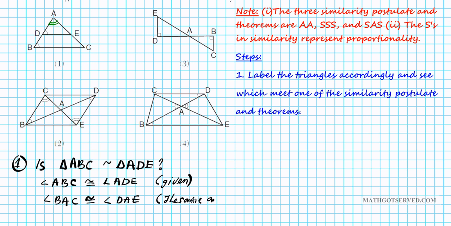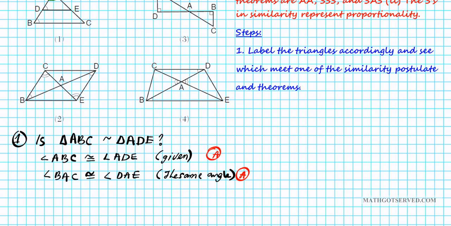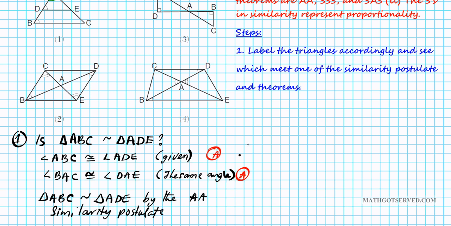All right, now that we have two angles that are congruent, guess what? We have the AA situation. If two triangles have two identical angles, what can we conclude? They are similar by the AA similarity postulate. Okay, so triangle ABC is similar to triangle ADE by the AA similarity postulate.